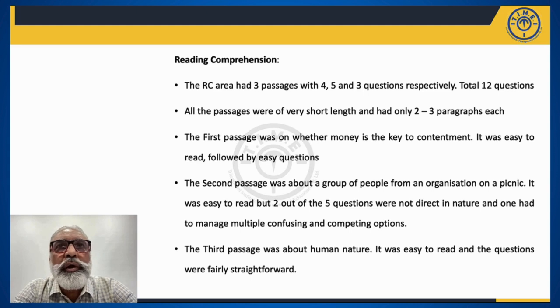based on subjects and number of questions and how easy, moderate or difficult they were to contend with. The first passage, the subject was whether money is the key to contentment, or is contentment not about money alone, but as long as you are content, you are fine. It is an easy passage to read, followed equally by 4 easy questions. That was passage number 1. The second passage was about a group of people from a corporate organization who go on a picnic. And what happens there to the author and the other people in that area.